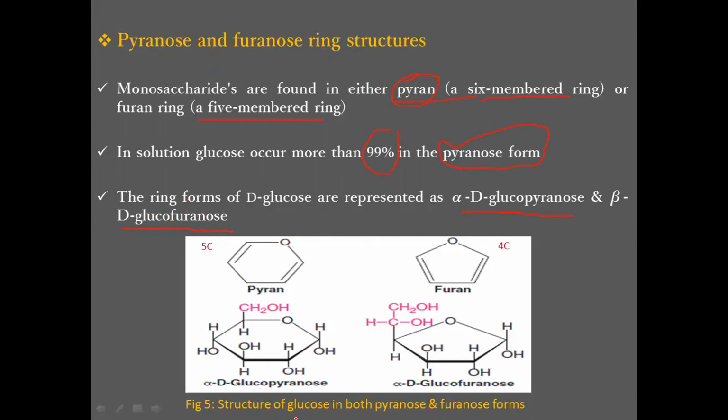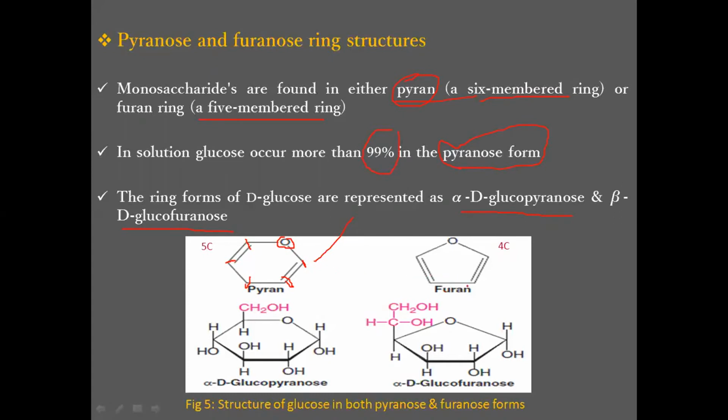In figure 5, the structure of glucose both in pyranose and furanose forms are given. You can see this one is a pyran group. We already discussed that pyran group is a 6-member ring structure which has 5 carbons. This is carbon 1, this is carbon 2, this is carbon 3, this is carbon 4, and this is carbon 5. So pyran has 5 carbons, but it has 6 members. Oxygen is another member, so it is a 6-member ring which has 5 carbons.